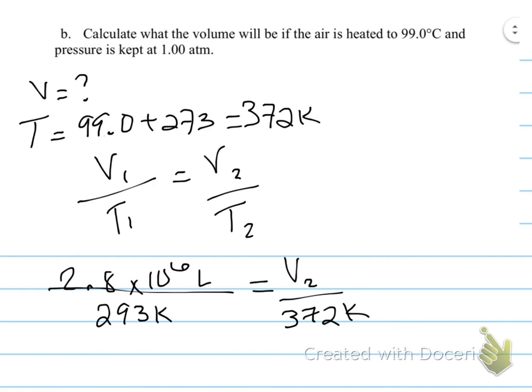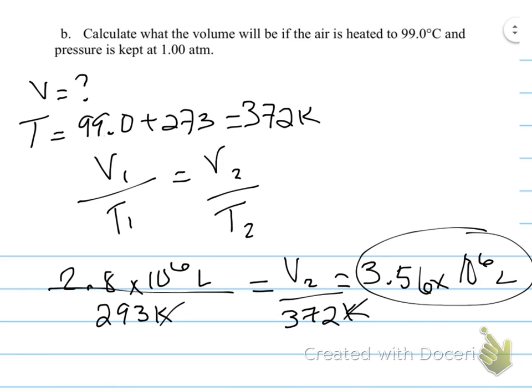Okay, so the correct answer for this is going to be 2.8 times 10 to the 6 divided by 293 times 372. So we end up with a very large number. I'm going to write it in scientific notation. 3.56 times 10 to the 6. And let's see, so we multiply the K and got rid of it. That means L is all that's left. So there's your answer.